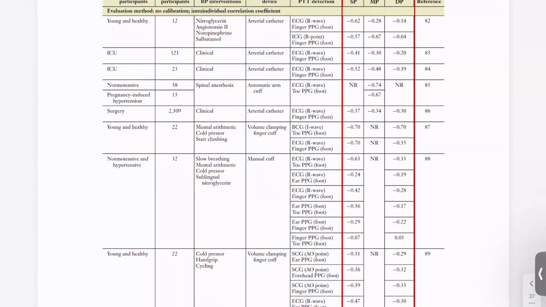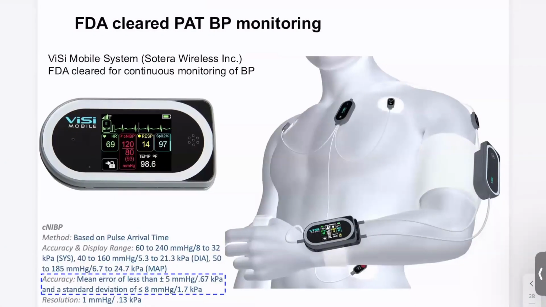In these studies, this table surveys different studies, and what they found is that the correlation between PTT and the gold standards is reasonably good, but not super good. It's about 0.7 at best, so there's a lot of improvement needed for the PTT method, briefly speaking. But we do have an FDA cleared device for PAT measurement.